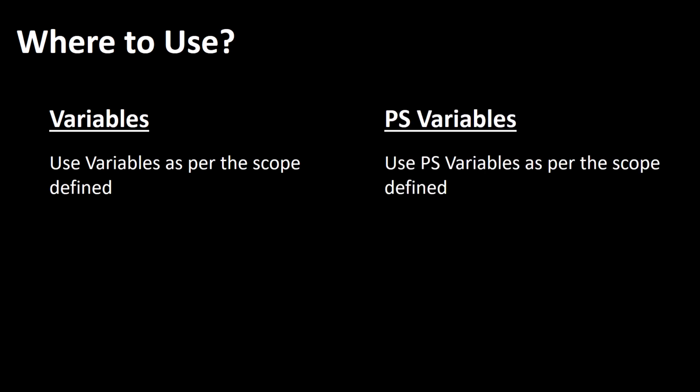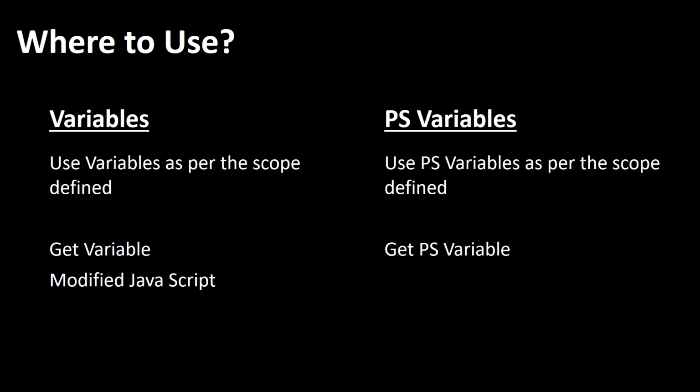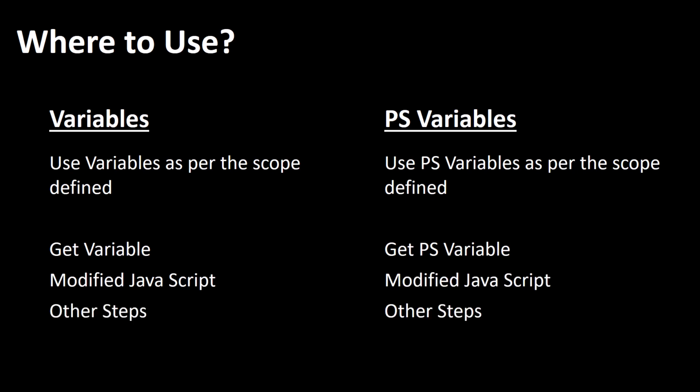For user-defined variables, you can use the variables as per the scope defined. Same with PS variables, you can use the PS variables as per the scope defined. You can refer to the user-defined variables in the get variable step. You can refer the PS variables in the get PS variable step. You can refer user-defined variables and PS variables in the modified JavaScript step and in other steps. Let us have a look in Process Studio.